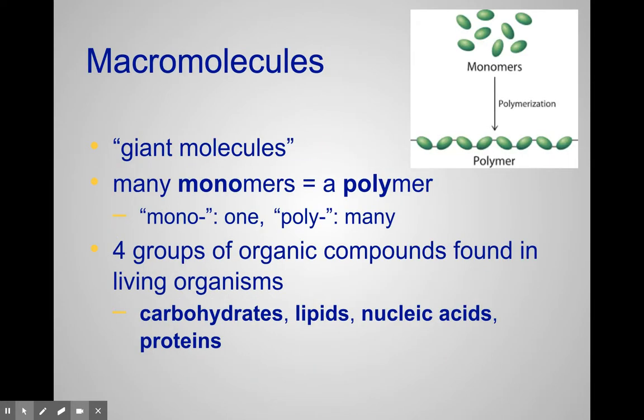Macromolecules are large molecules that are formed by joining smaller organic molecules together. Remember, organic meaning having carbon. So many monomers equals a polymer. Remember, mono means one and poly means many. So we have many of these monomers that bond and they make these polymers. There are 4 groups of organic compounds found in living organisms that we are going to focus in on. They're carbohydrates, lipids, nucleic acids, and proteins.